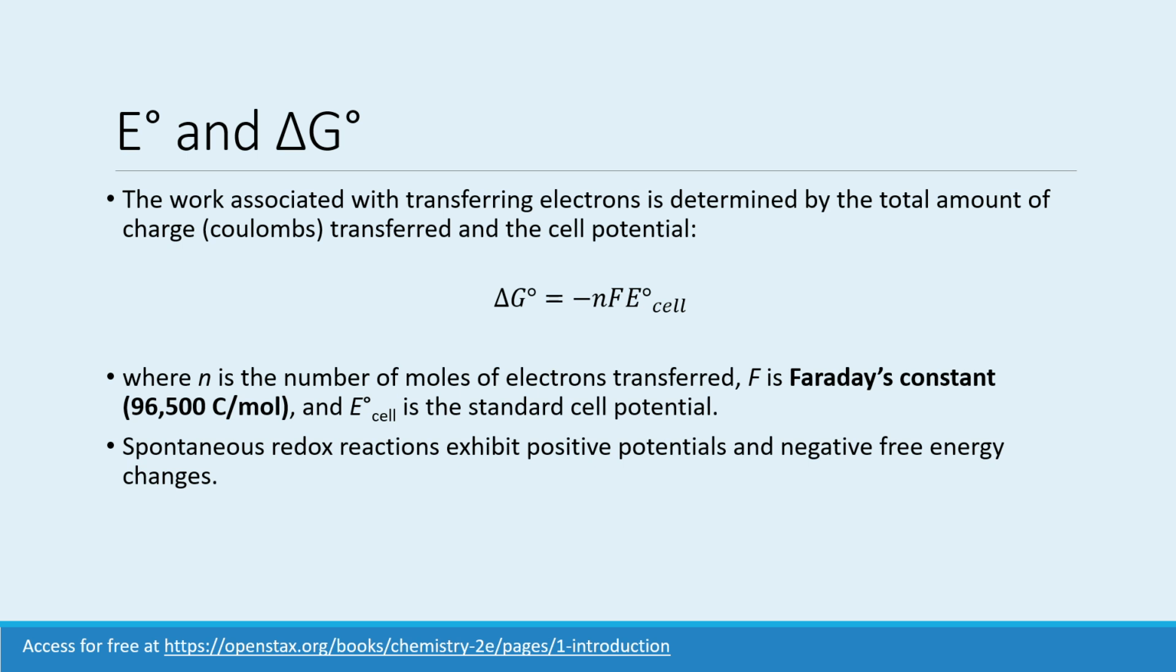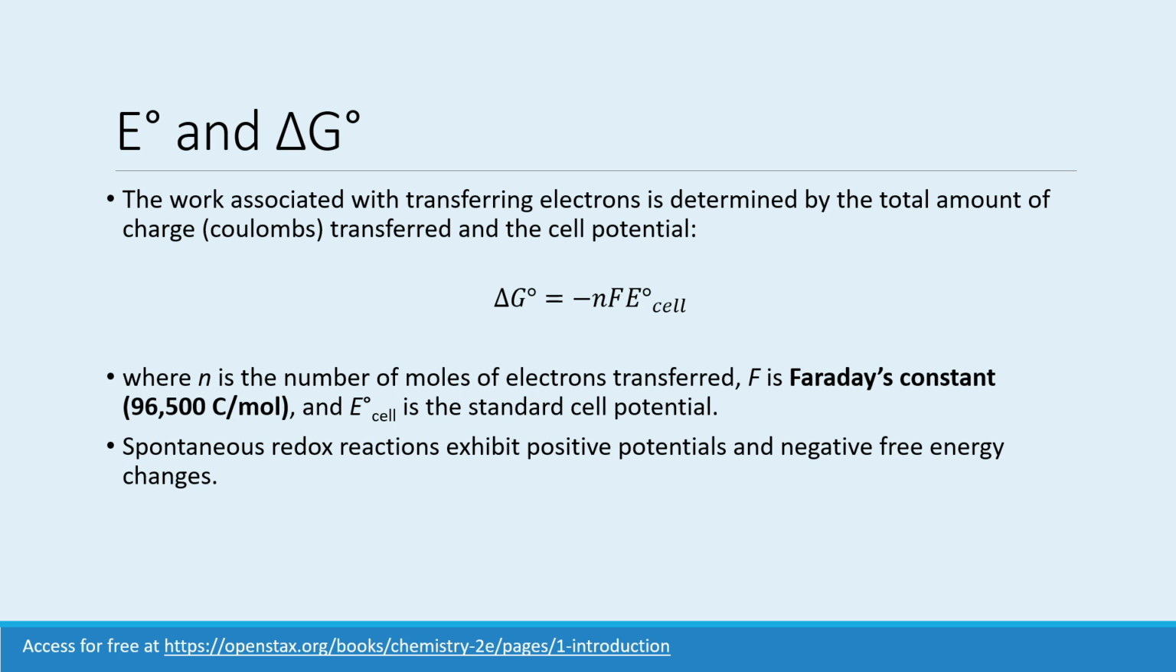It's the number of electrons that you cancel out on either side of the equation, and we'll see some examples of that. F is Faraday's constant, so that is roughly 96,500 coulombs per mole. You can get a more exact value. I think it is 96,485 if you need more significant figures, but for this course, this will be enough. And the standard cell potential, of course, we've seen is denoted by that degree symbol next to the E.